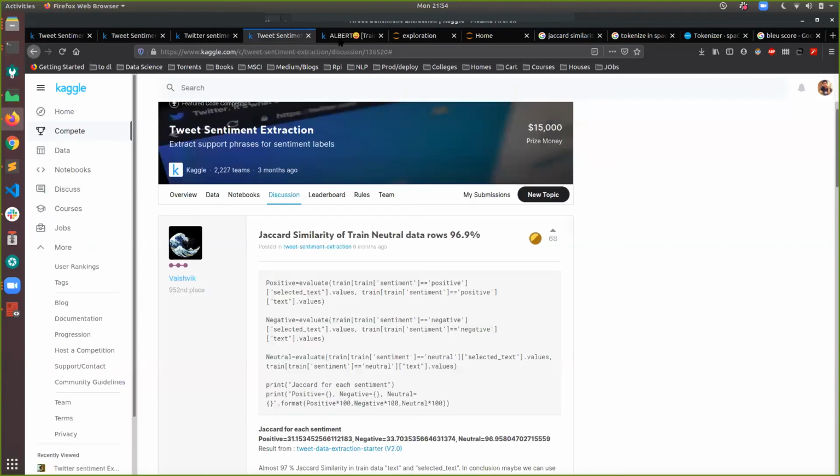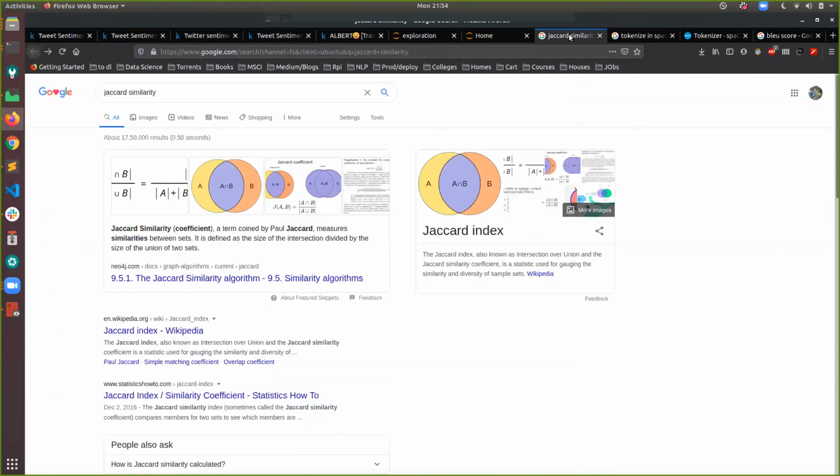But the way I've seen Jaccard used before is at the character level for similarity between words when you're trying to match words to each other. So this is very intuitive. It's obvious you can use it at the word level. That's interesting to see.